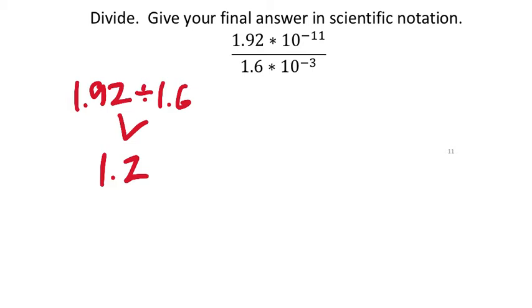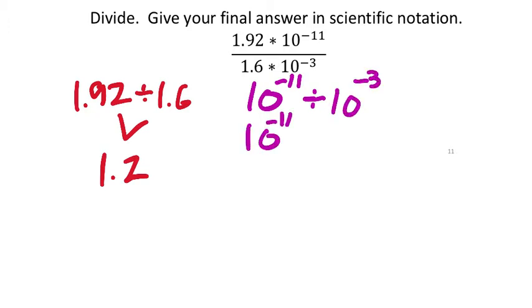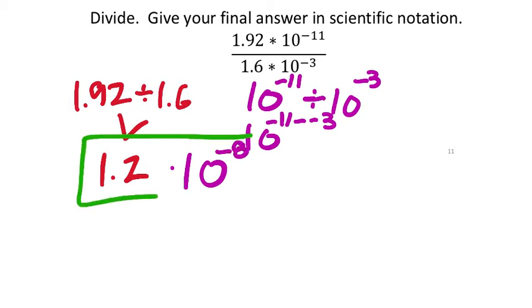And then we got to work with the base 10s, right? So base 10 to the power of negative 11. And that would have been dividing by 10 to the power of negative 3. But the bases are the same, base 10s, which means we're going to take the two exponents. The first one, negative 11, and then subtract the second one, negative 3, which ends up being base 10. So 1.2 times base 10 to the power of negative 8 on that. And that right there is already in scientific notation, so it's done.